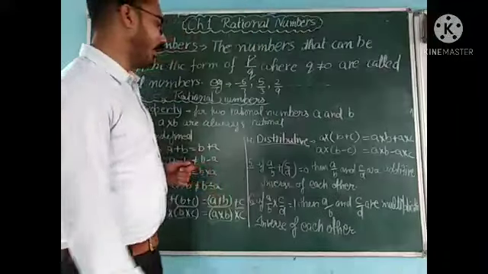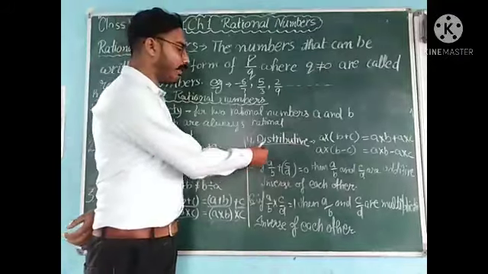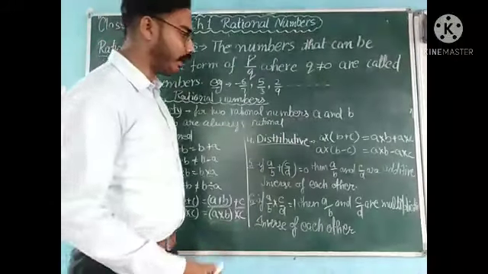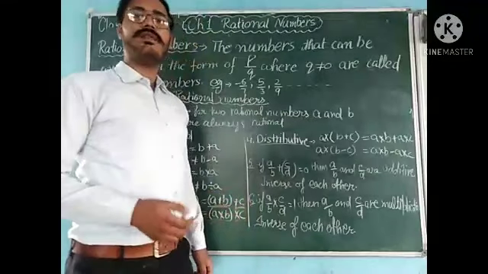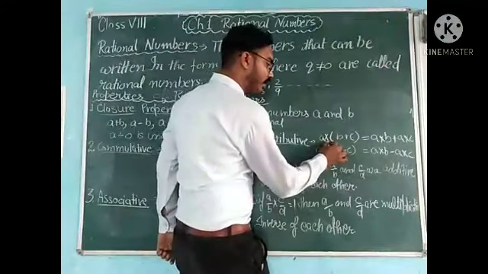Now here is our fourth property. What is the fourth property? That is the distributive law or the distributive property. In this we use two operators: multiplication and addition, or multiplication and subtraction.